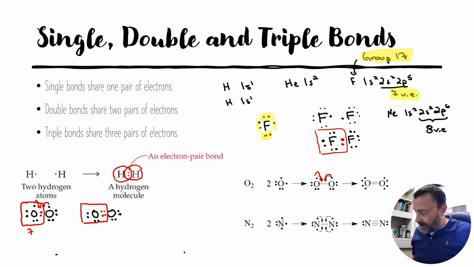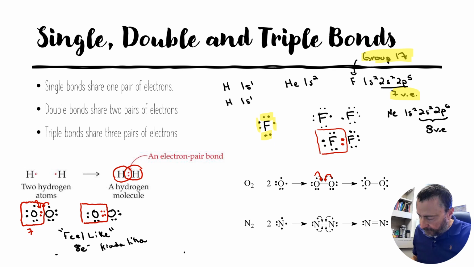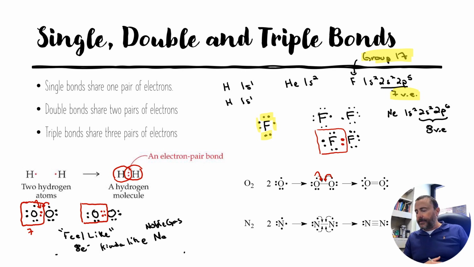And so oxygen feels like there's 8 electrons, which is kind of like that noble gas neon. That's what they're striving for. So that's why it's a double bond.